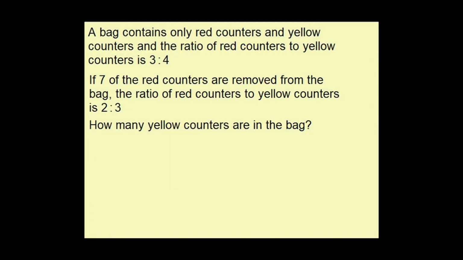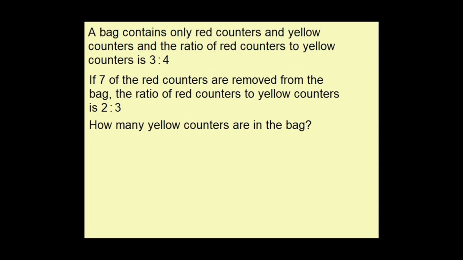In this question, I'm told that a bag contains only red and yellow counters, and the ratio of red to yellow is 3 to 4. I'm then told if 7 of the red counters are removed, the ratio of red to yellow is now 2 to 3. The question asks how many yellow counters are in the bag. Now this looks like a really horrible question, but I'm going to show you 2 different ways of doing it.